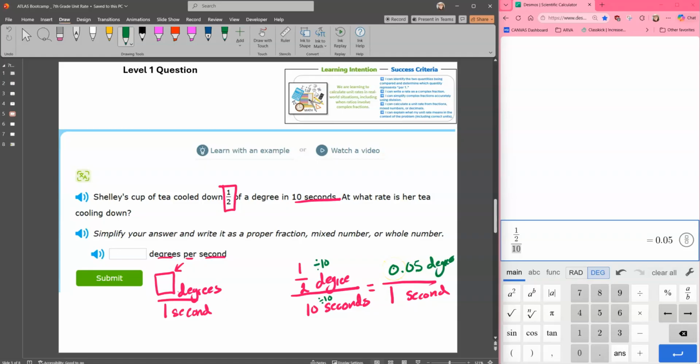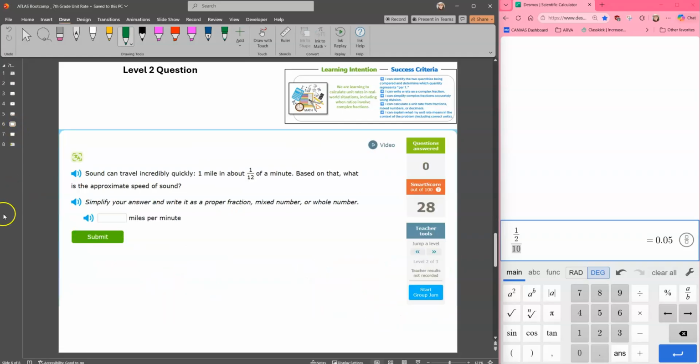So my answer is 0.05 degrees per 1 second. And I'm going to convert that to be written. I'm just going to show my answer as this 0.05 degrees per, I'm out of room, so it's just SEC for second, 0.05 per second. So the answer to this one, the answer that goes in this box is 0.05. All right, here's your next question.